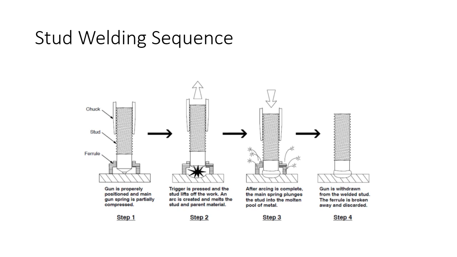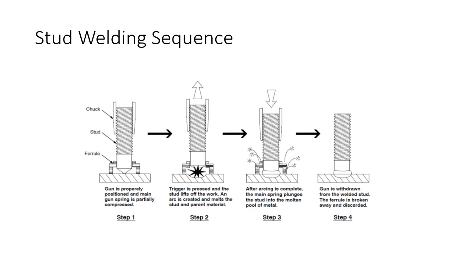In this slide we can see the stud welding sequence. If you go to step 1, the gun is properly positioned and the main gun spring is partially compressed. You've got your ferrule in place, you've got the stud, it's held in the chuck, and at the very bottom of that stud in step number 1, there's a little gob of flux. It's like the flux that you would use on flux cored arc welding or shielded metal arc welding. It's just a little gob of flux.